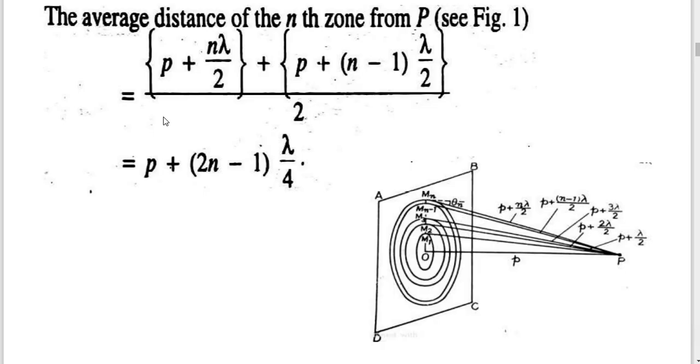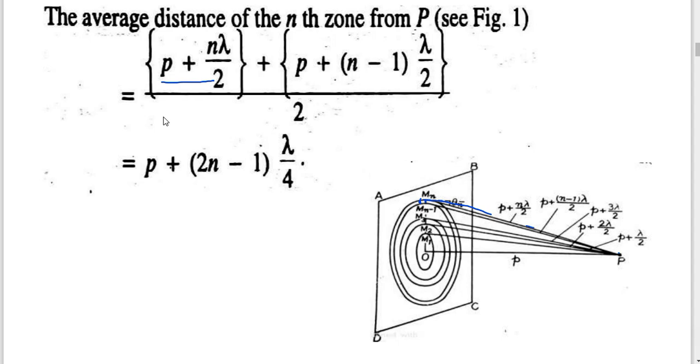From the figure, this is the nth zone. What is the distance of the nth zone from P? The nth zone distance will be P plus n lambda by 2. This is the distance of the nth circle.